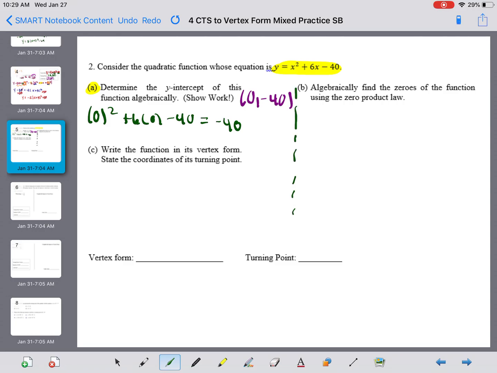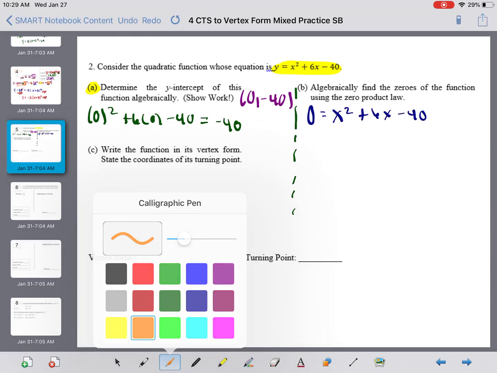B says algebraically find the zeros of the function using the zero product law. So that means we're going to solve by factoring. To find the x's or the zeros, you're going to plug 0 in for y and solve for x. And again, we're going to solve by factoring. So we're going to use split the middle.